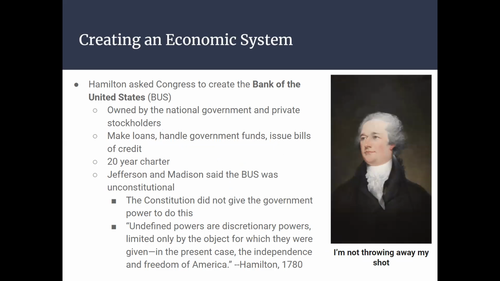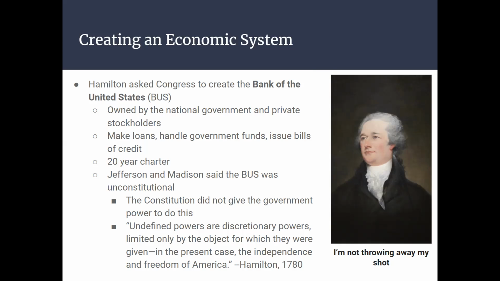Hamilton continued to build an economic system that would last for a long time by creating the Bank of the United States. You might see it in this PowerPoint or in other places referred to as BUS, B-U-S, Bank of the United States. And so this is basically a bank owned by the national government and private stockholders. So you could own a part of this bank, and this bank could make loans out to businesses. It takes in government money. It issues bills of credit, and it's going to be around for 20 years. After 20 years, it has to ask the government again to continue for another 20 years.